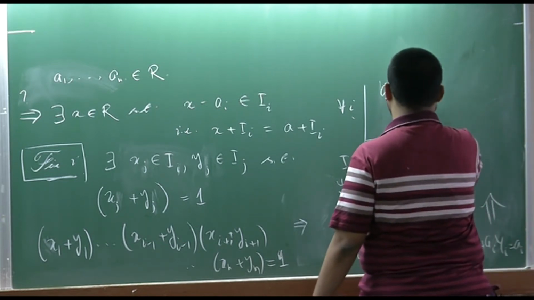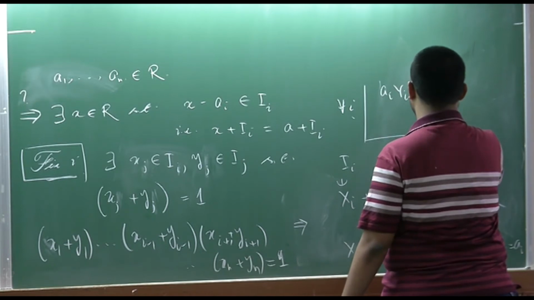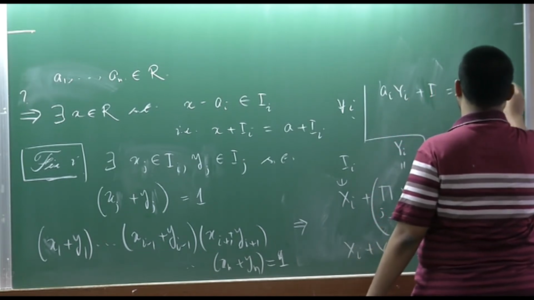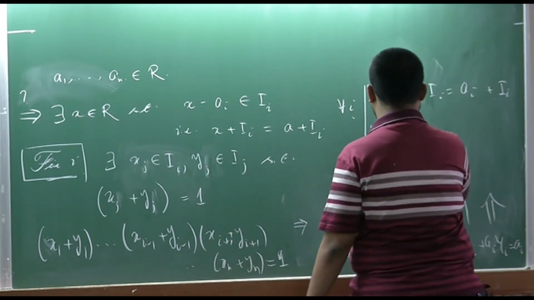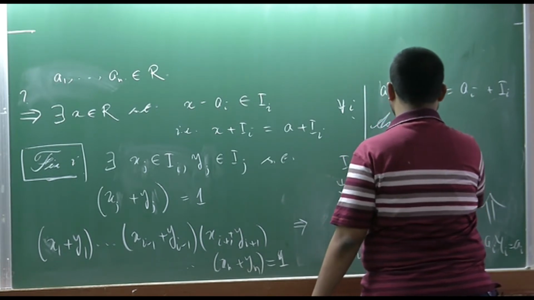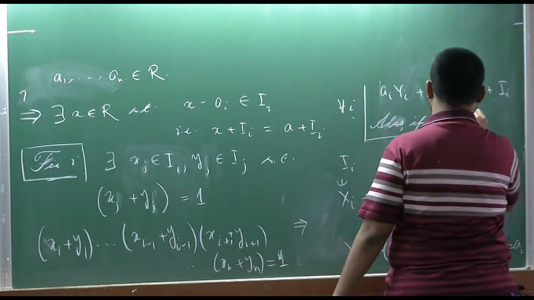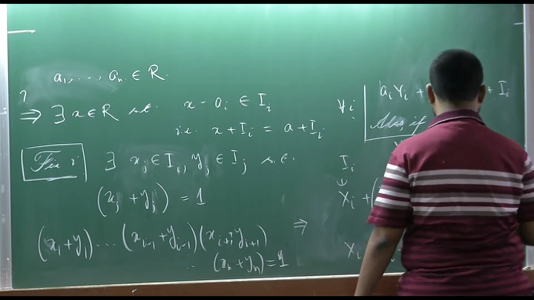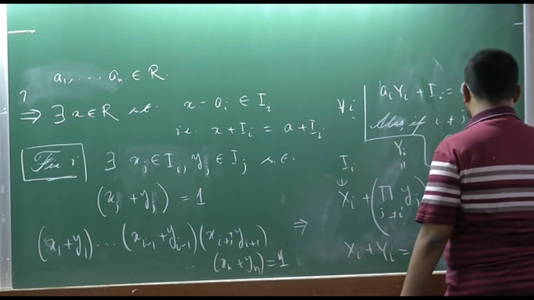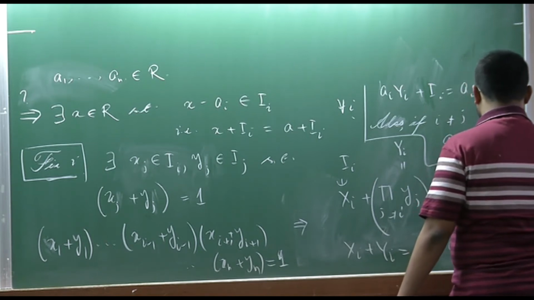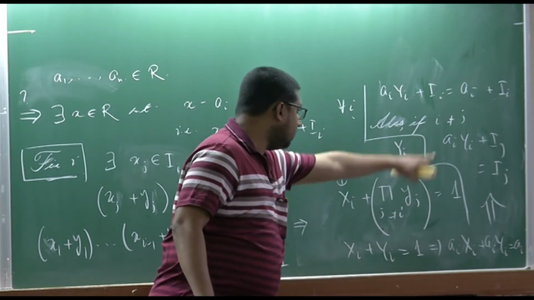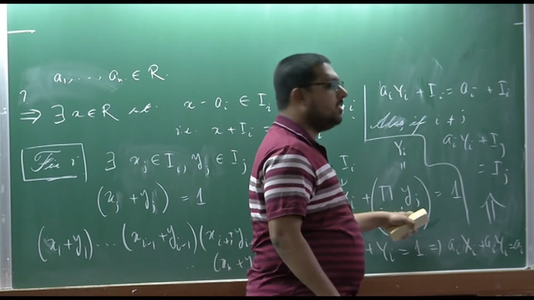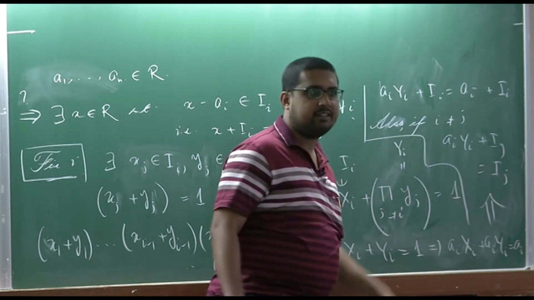What we immediately see is that a_i y_i is equal to a_i. Right, this is what is immediate. And also, for the time being, if i is not equal to j, then a_i y_i is a_i plus I_j, which is the same as I_j, right, because inside y_i all y_j are there. So, inside capital Y_i, this small y_j is there, and that makes this quantity inside capital I_j.